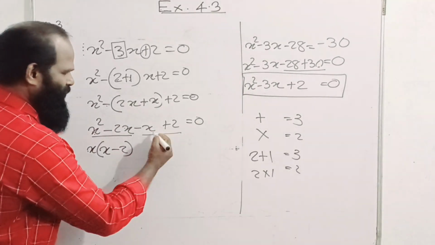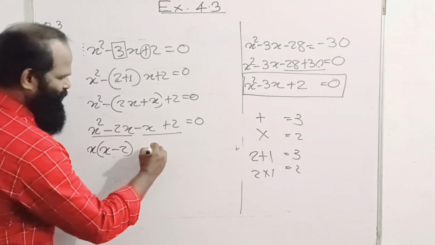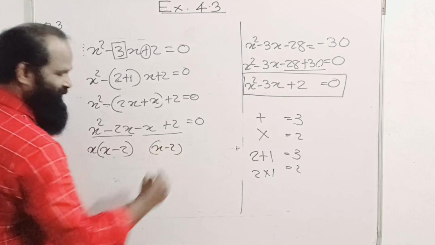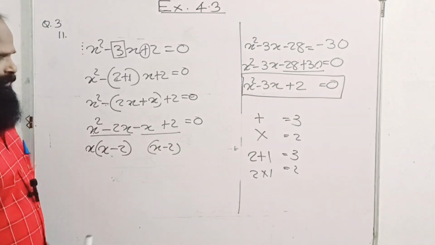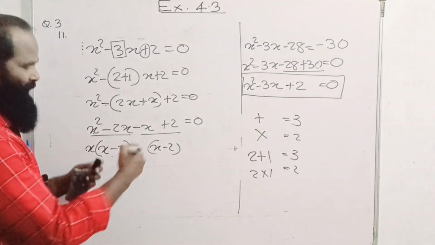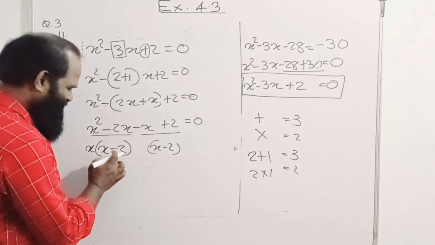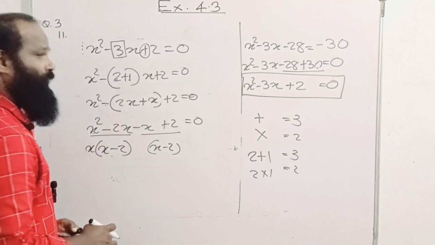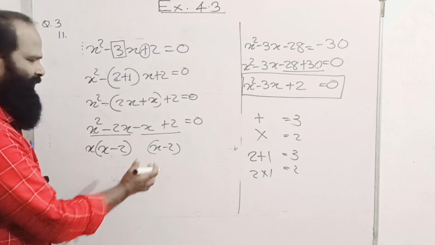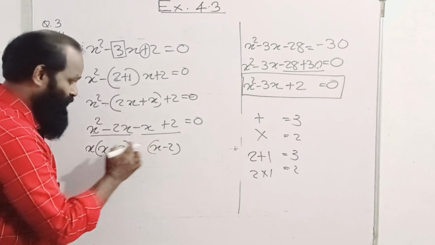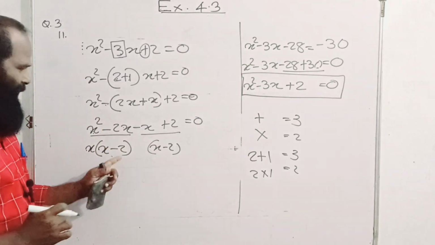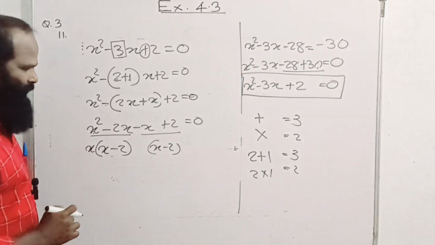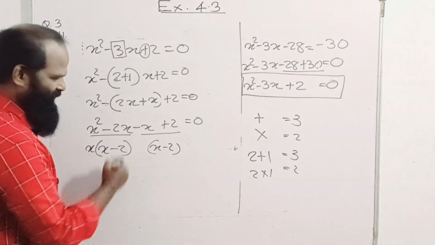If you have confusion over here, write the same binomial. This is what I explained in the previous video. Whatever number you take from here, the binomial should look the same. x minus 2 and x minus 2. Now you think of the number to be written here.